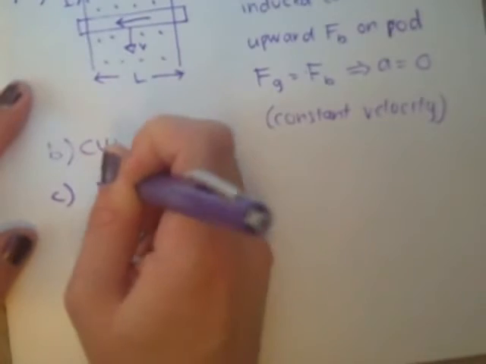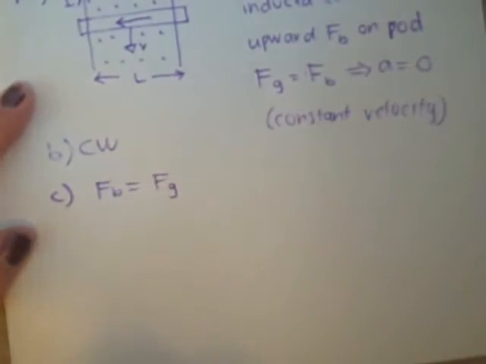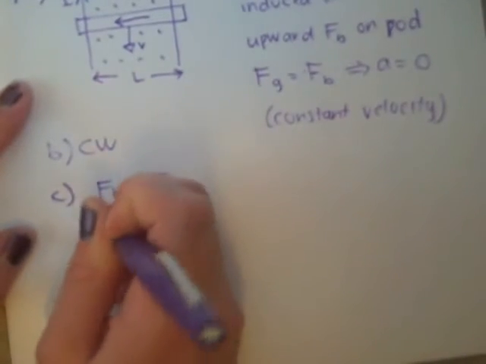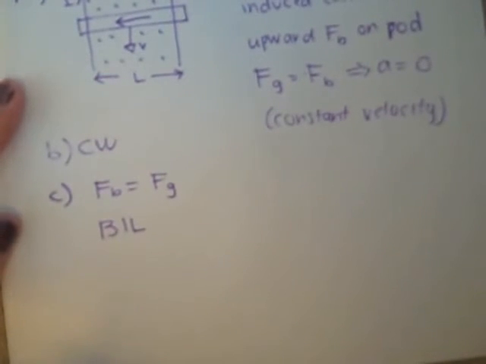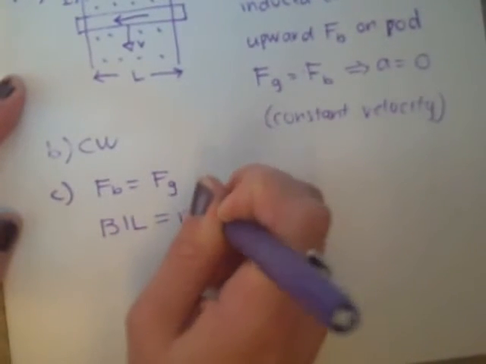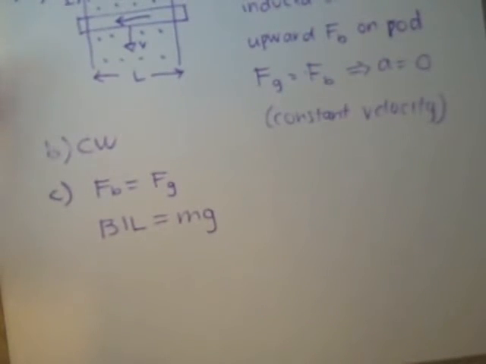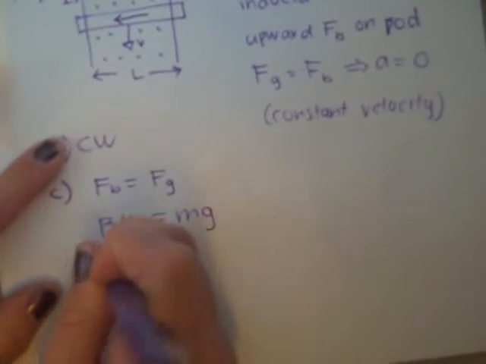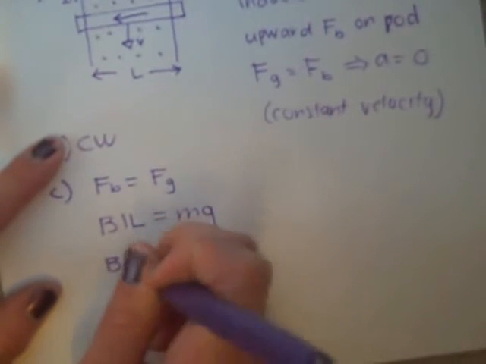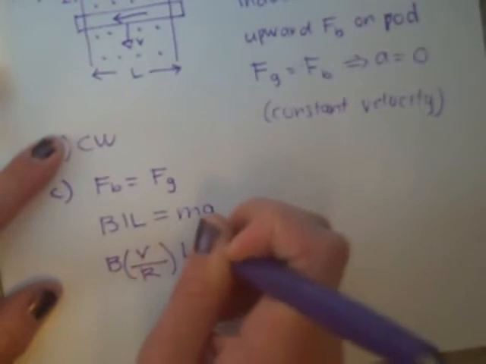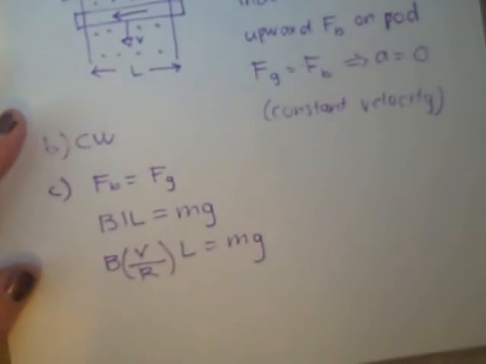And that's when your forces are going to be balanced. So we'll have FB equals FG. And our FB is going to be BIL times the sine of theta, but I'm going to leave out sine of theta since the magnetic field is perpendicular to the plane of the loop there. And so we'll get BIL equals M times G. And in order to find the induced current, we'll have B times I, where I is equal to the induced voltage, V, divided by the resistance of the circuit, R, times L, equals M times G.